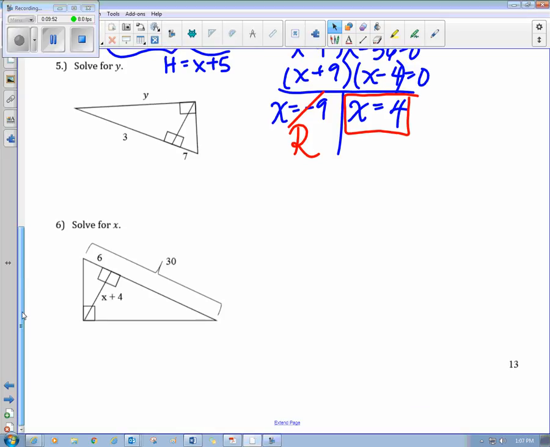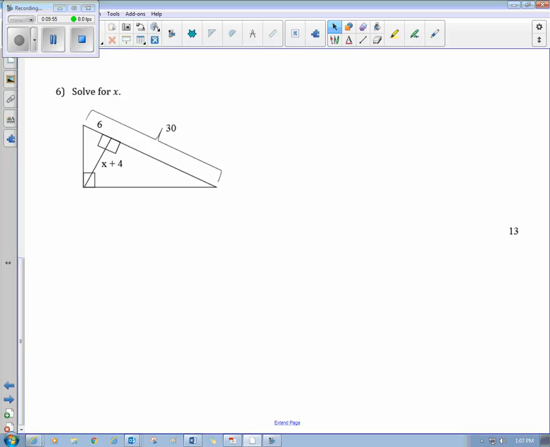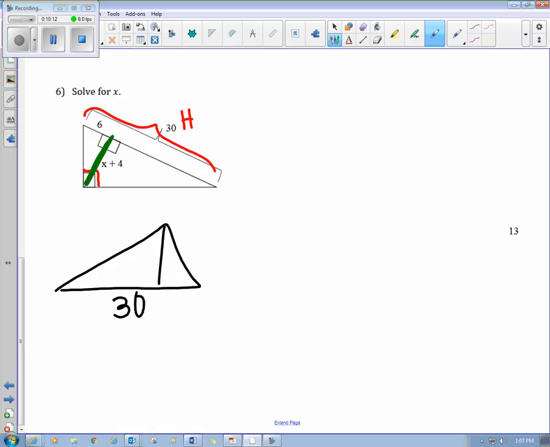The last question that I want to work on today is question number 6. In question 6, this is the right angle, meaning that this whole thing is your hypotenuse. The altitude that we're using is this. It's the one that's drawn to the hypotenuse. Some of you may wish to turn this around so your 30 is on the bottom. Here's your right angle. Here's your altitude. And this is x plus 4.